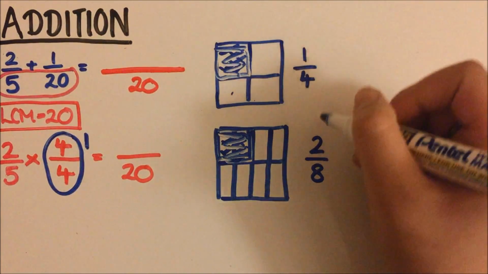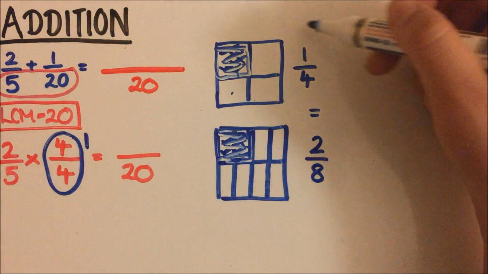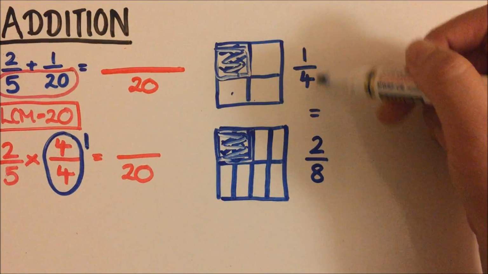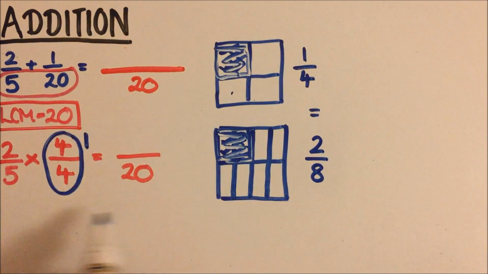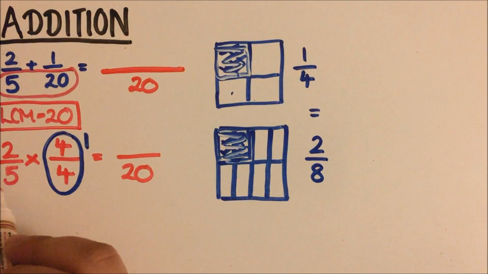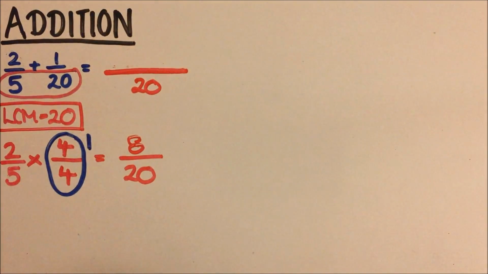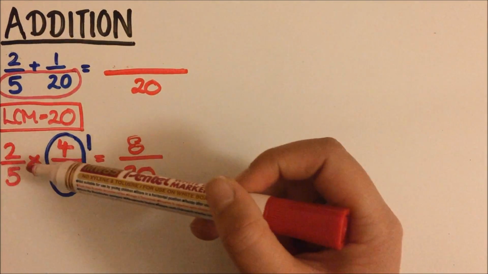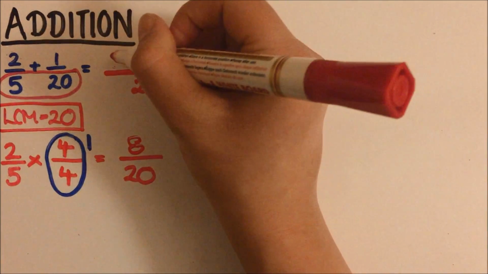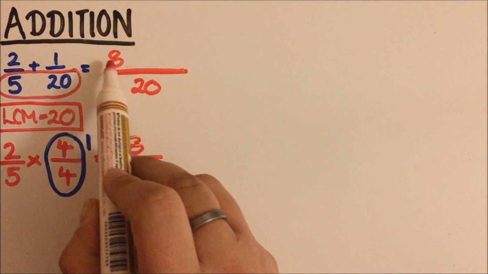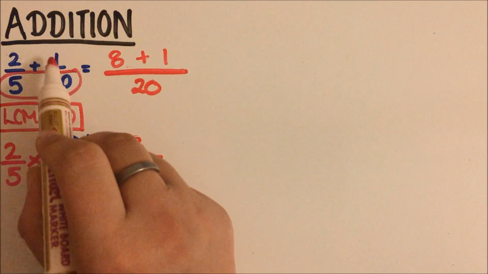So we know in fact a quarter is the same as 2 over 8. Obviously they're not the same numbers, but the fraction is still the same. That's why this works here, because 2 out of 5 is the same as 8 out of 20. After having multiplied 2 over 5 by 4 to give 8 out of 20, all you need to do is write the 8 here because it's 8 out of 20, and then add 1 over 20.